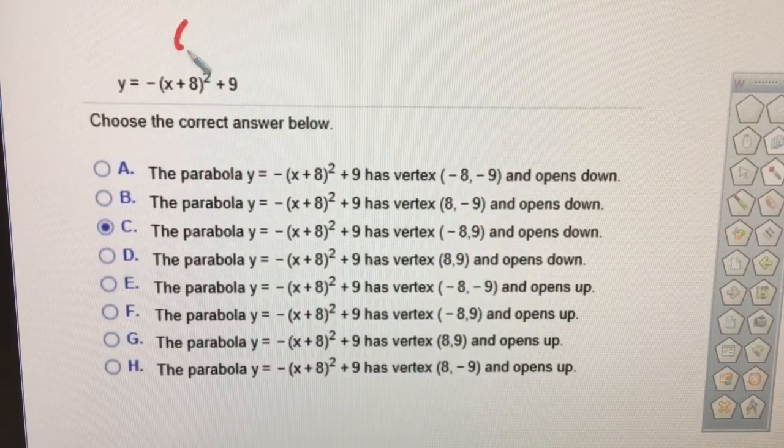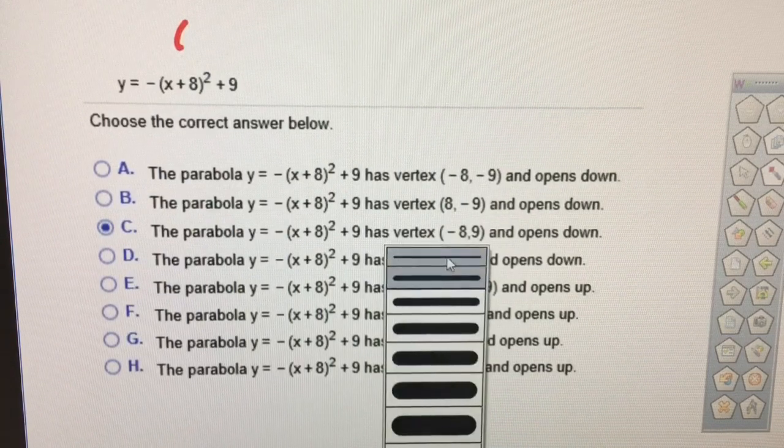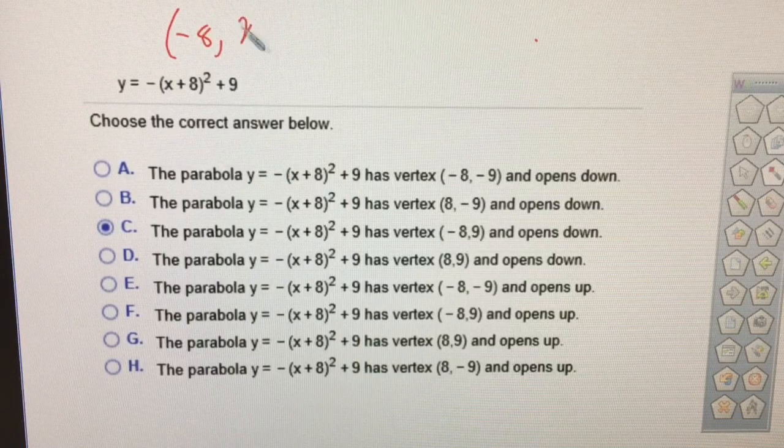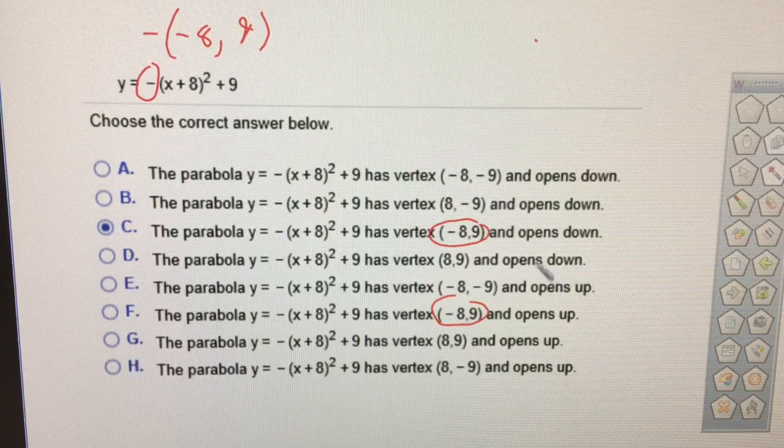All right, it's going to be opposite, same. So the opposite of 8 is -8, the same as 9 is 9. It's concave down because of the negative out front. So the vertex is going to be (-8, 9), and it opens down. So yes, it would be C.